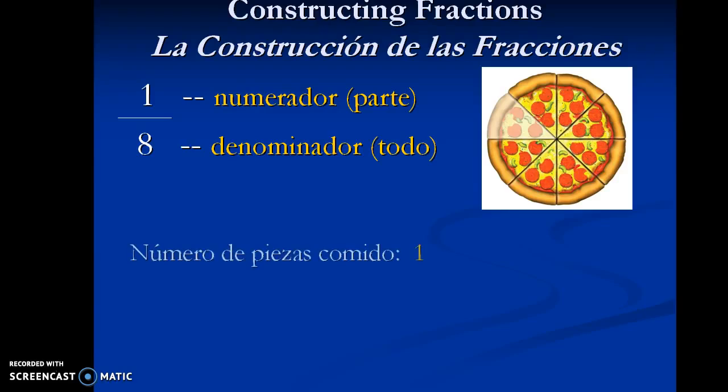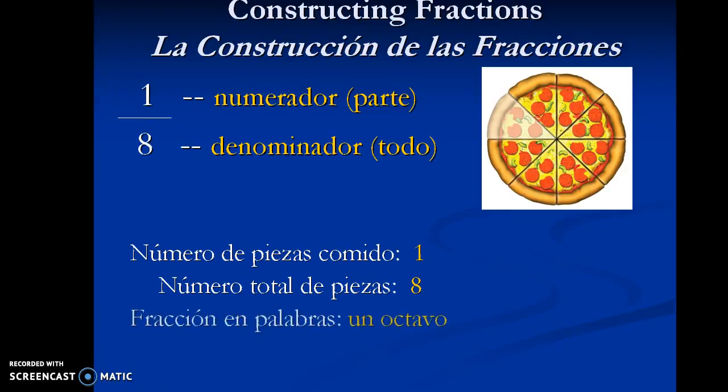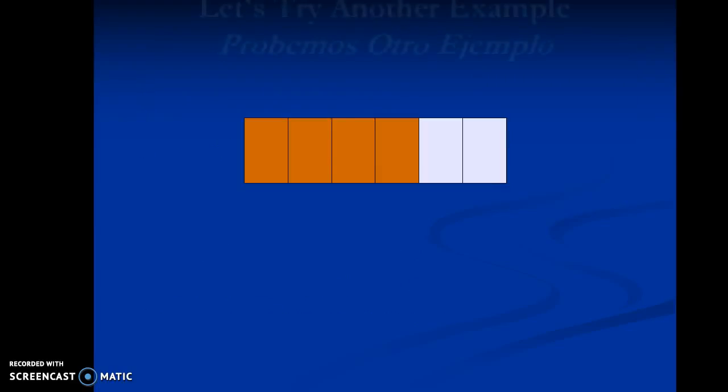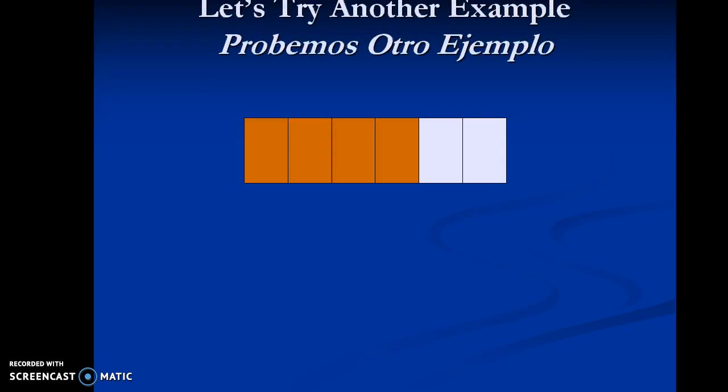So, the number of pieces that we ate was 1. The total number of pieces was 8, and that goes down here. So, the fraction in words that we have is 1/8, or in Español, un octavo. So let's try another example.